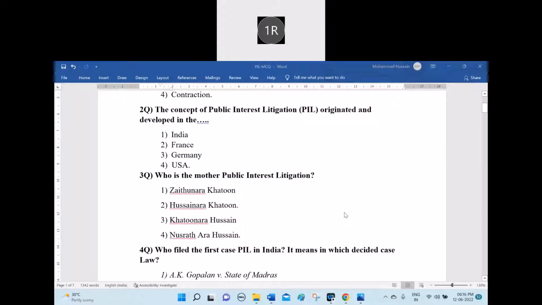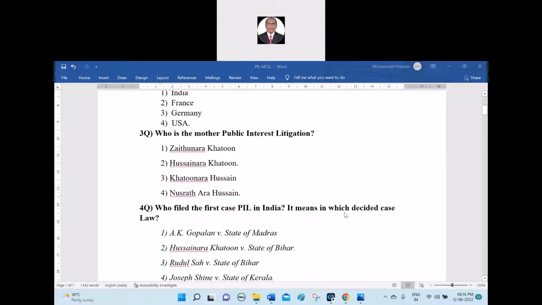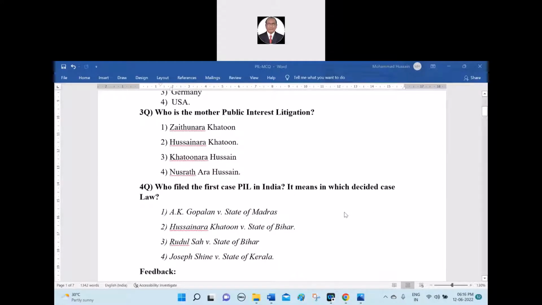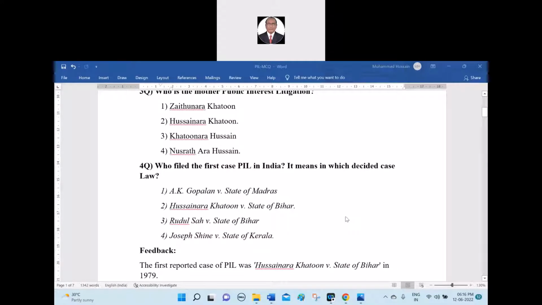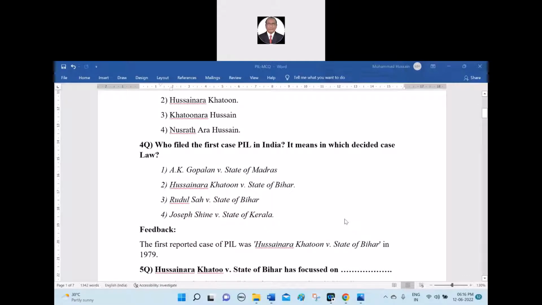The next question. Who filed the first case of PIL in India? It means in which decided case law? A.K. Gopalan versus State of Madras, Hussainara Khatun versus State of Bihar, Rudul Shah versus State of Bihar, Joseph Shine versus State of Kerala. The answer is the second one, Hussainara Khatun versus State of Bihar. That is the first case law in India where the PIL is filed. Feedback: the first reported case of PIL was Hussainara Khatun versus State of Bihar in 1979.